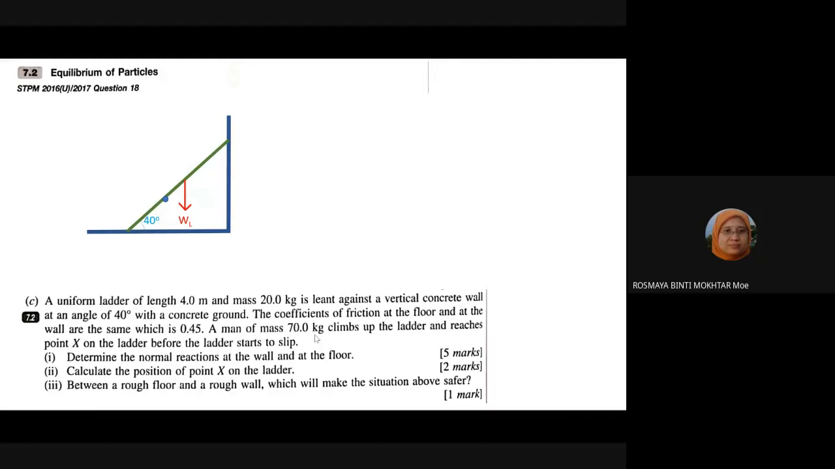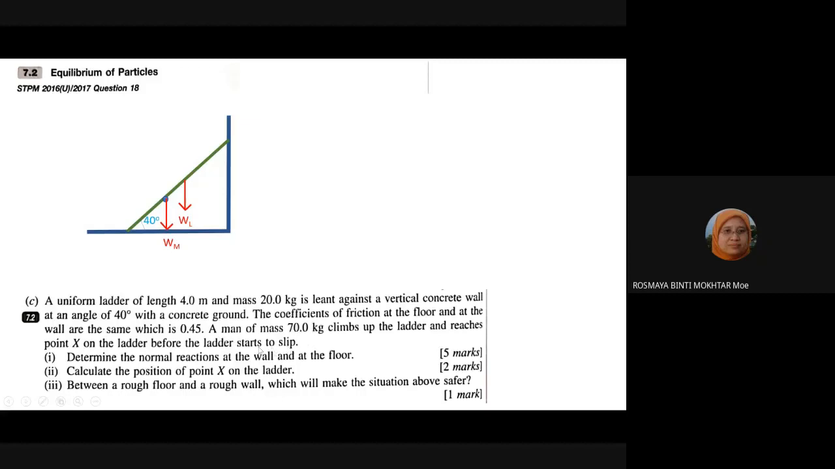The second force comes from the man. Mass of the man 70.0 kilogram. So he climbs up the ladder and reaches point X. Let's say point X is here. That means the weight of the man acts downward, we name it WM for the weight of the man. So 70 kilogram times 9.81. We don't write it here, because if I draw it here, the diagram will become messy. So hold on for a while.